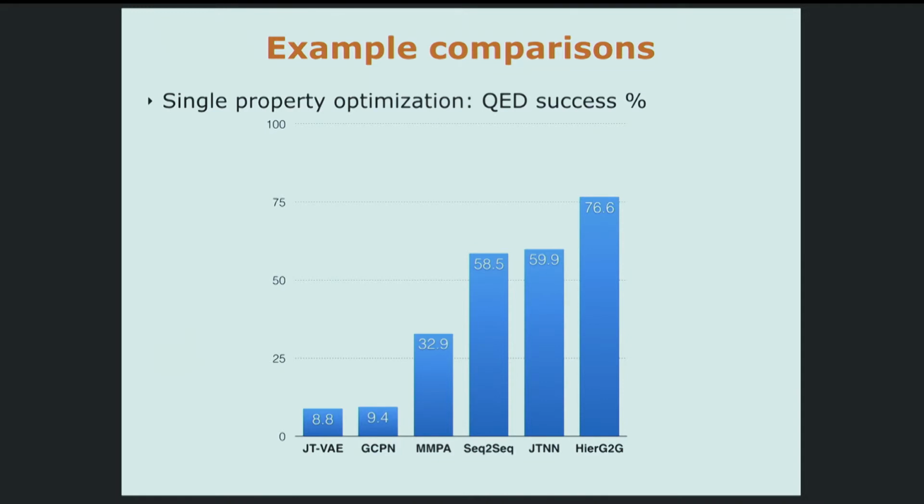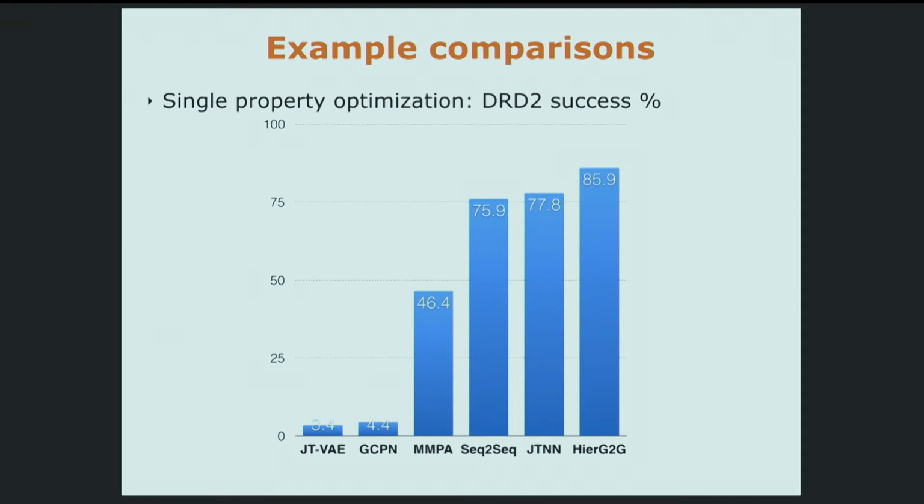You can see that the success rate here is about 80, and the bars on the left are competing methods. The bar on the right is our current method, and the last two bars are our methods, the previous version and the last one on the right is our current method. You can do this with different properties, for example bioactivity against a dopamine receptor. And again, over 80% of the candidates that the method generates are actually valid molecules that satisfy those criteria.